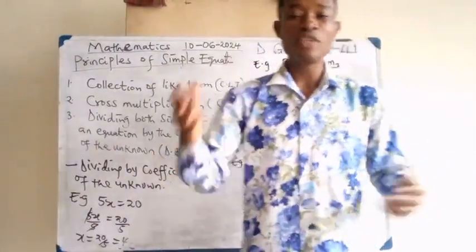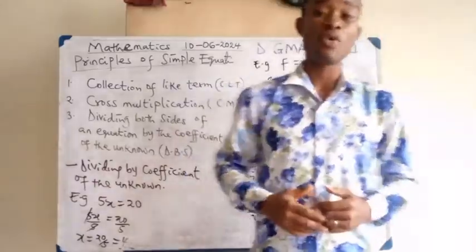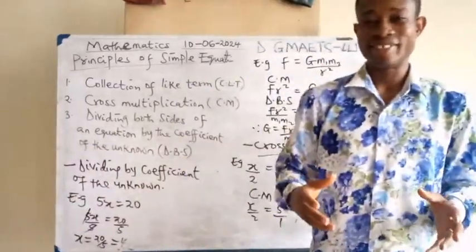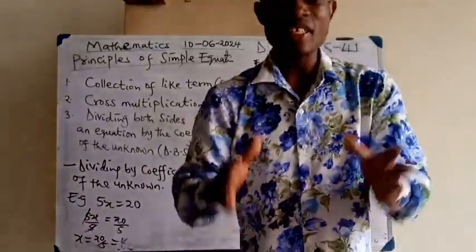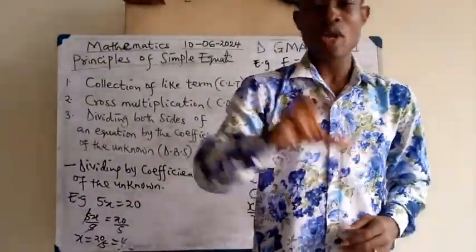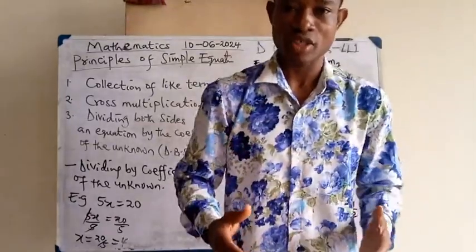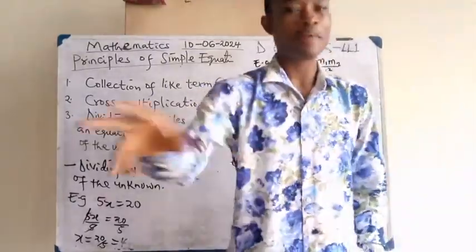And then finally, when do you divide both sides by the coefficient of the unknown? It was explained that this is done when the unknown, what we are looking for, has a coefficient. When it is multiplied by something.